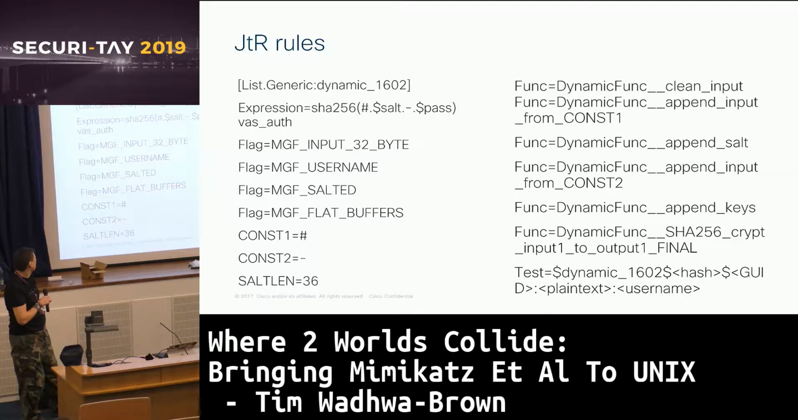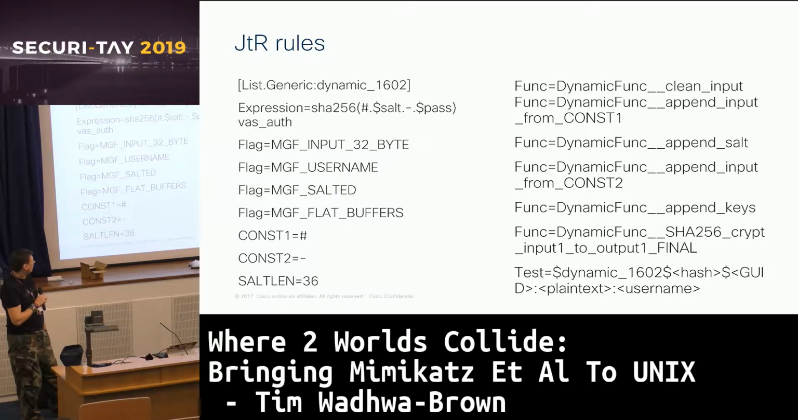So you have MGF input 32 bytes, which is a flag. You then have another flag, which is the username. You have the salted piece, and then you have the flat buffers. That essentially says this is how I'm expecting to construct the plain text value from which hashes are built. I then define a couple of constants, because that's part of the plain text value. There's a hash and there's a hyphen in there. And I say that the sum length is 36.